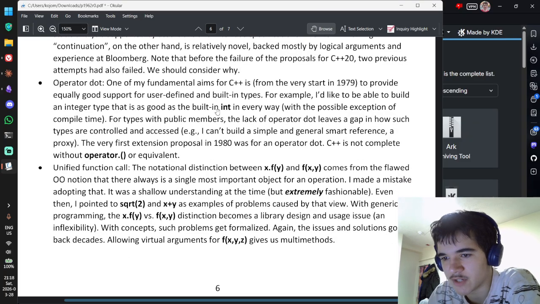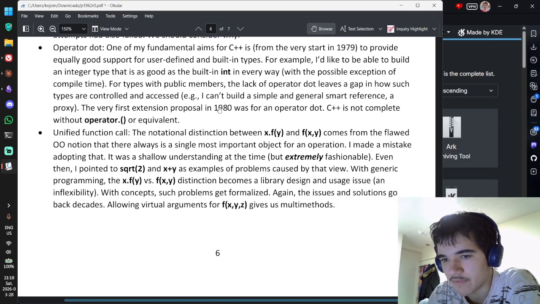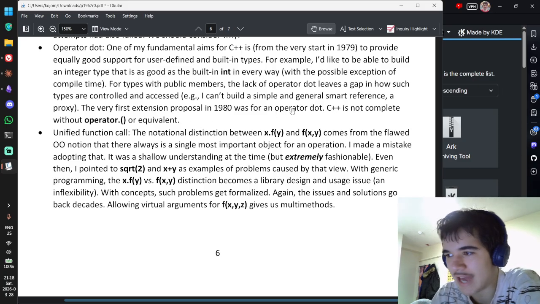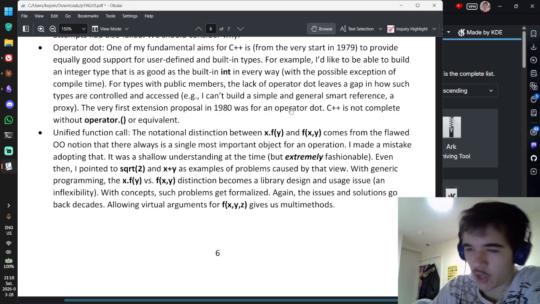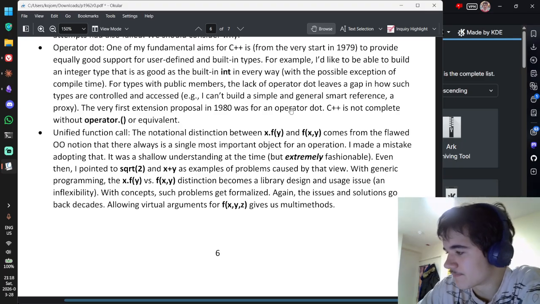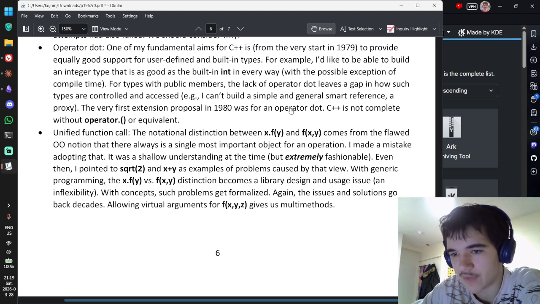But ultimately, I don't care too much for dot syntax anyway. Unified function call, the notation distinction between x.f(y) and f(x,y) comes from the flawed OO notation that there always is a single most important object for an operation. I made a mistake adopting that. It was a shallow understanding at the time. I mean, exactly, if you have a dot add b, that's just confusing. Why don't you just do add a and b? No one does a dot add b, but that would be the issue with having dot notation global.